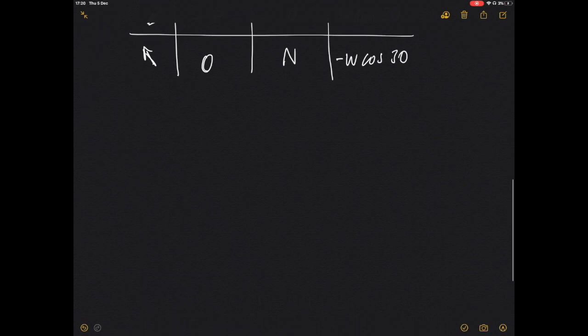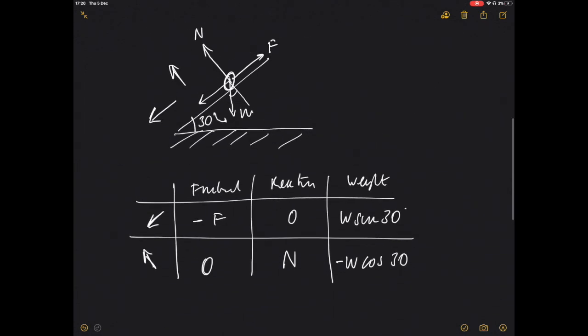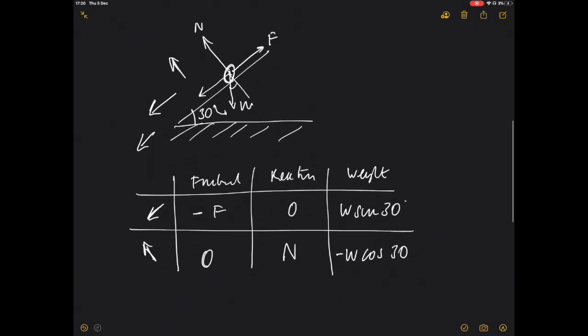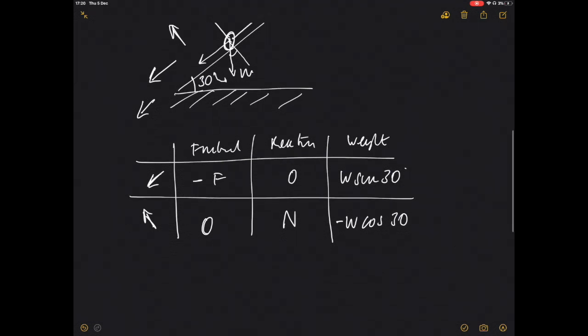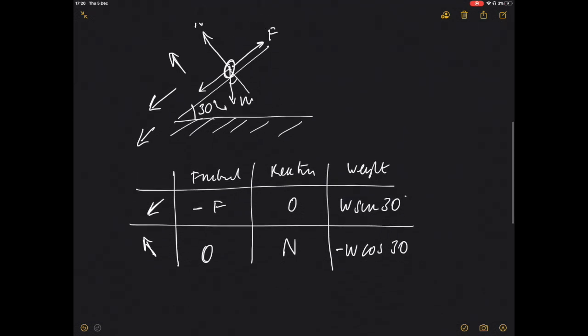So all I've done here is, as you can see, negative, I didn't point out, the negative points correspond to the arrows. So the weight is pulling it down, so that's positive, and the frictional force is upwards, so that's negative. This could be the other way around, it doesn't really matter. So our reactional force is N because it's going upwards, and our weight force is negative because it's going downwards. Again, these could be either way around, it doesn't really matter.